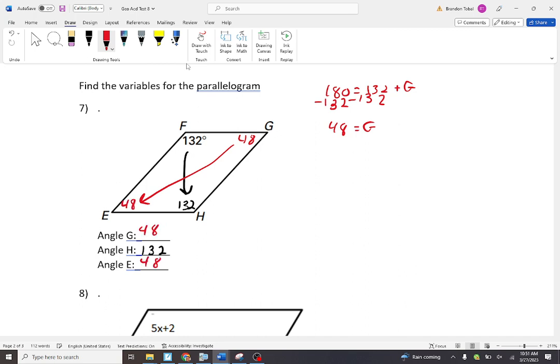Or you could do, again, 180 minus 132. You will get the same answer of 48 anyway. It doesn't matter which way you go through it. You could have found E first and then found G. Again, it doesn't matter which order you do it.